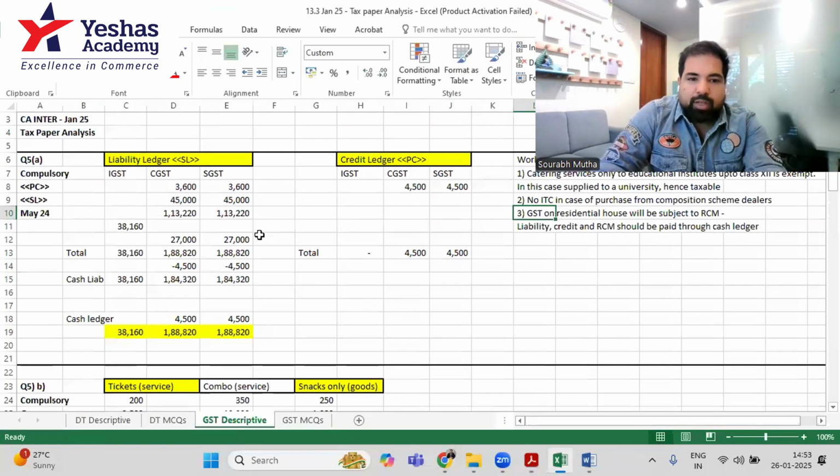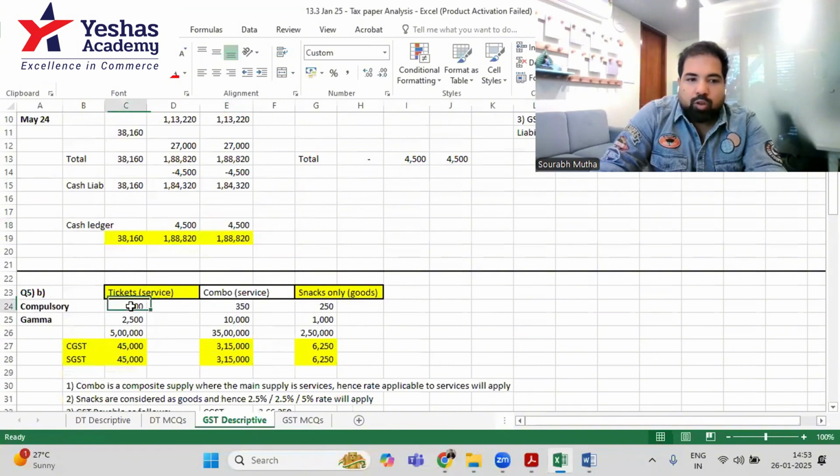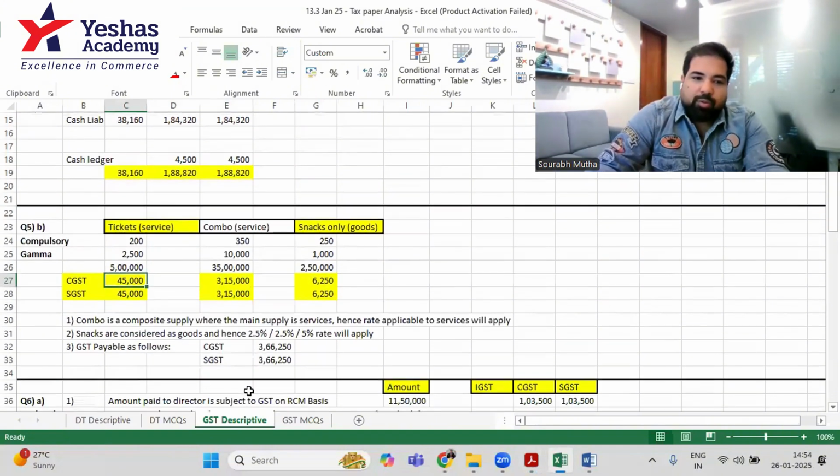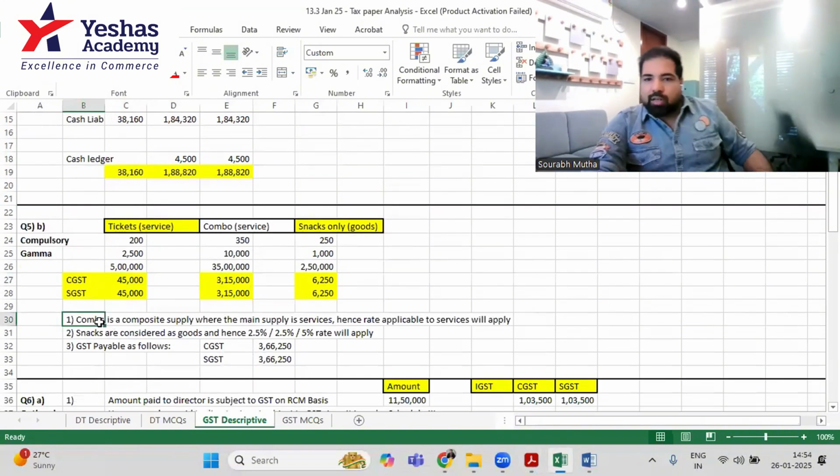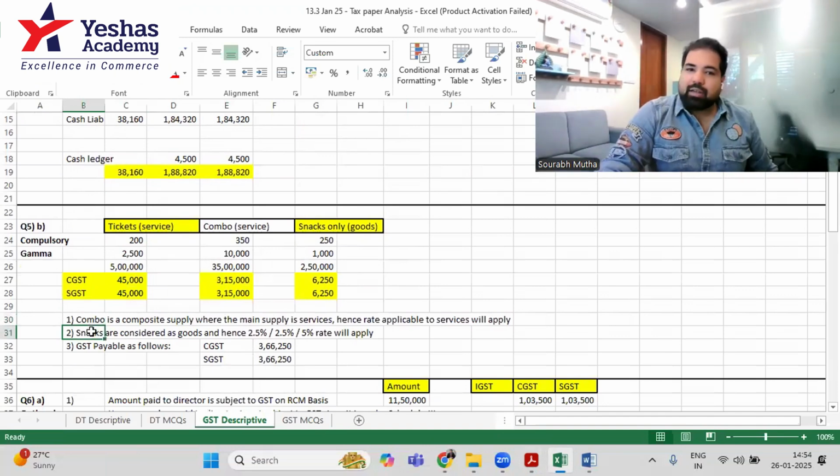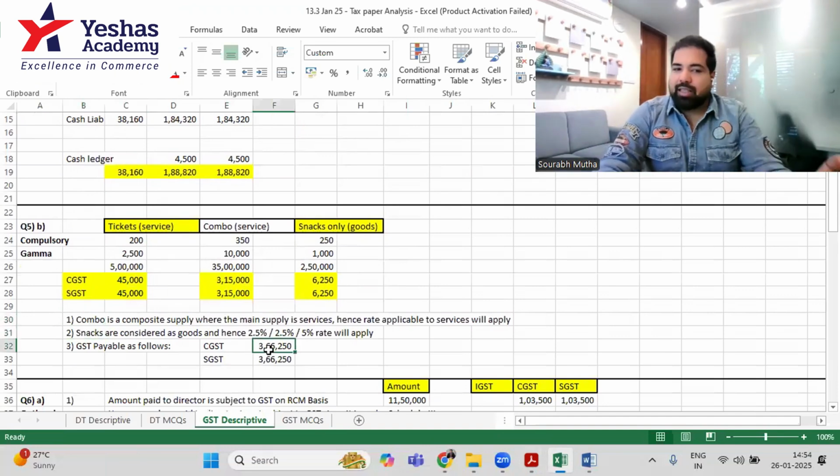Here we go. Tickets: 2,500 into 200. This is the ticket service value, 5 lakh into 99%. So this is CGST, SGST. Combo is again a service, so again CGST, SGST, and this is 99% again. But snacks is goods, so on that it is 2.5%, 2.5%. They've already given it. So these are the amounts that you'll have to pay as net GST payable. I've written three working notes: one is the composite supply for combo, snacks are goods, and the GST payable total is as under.